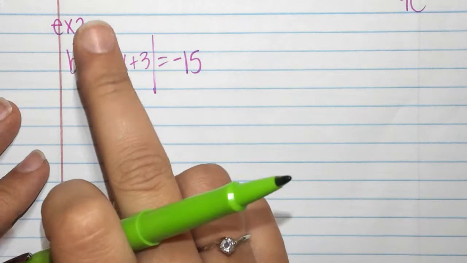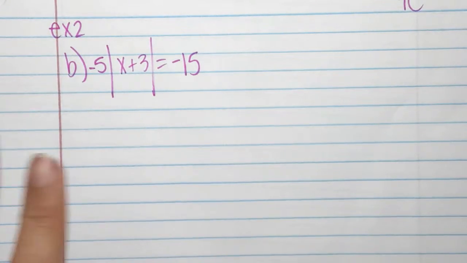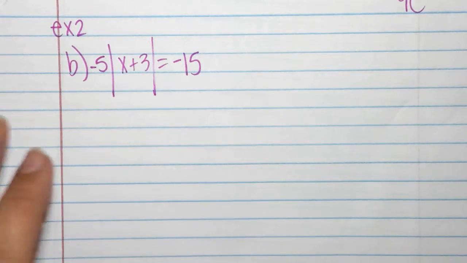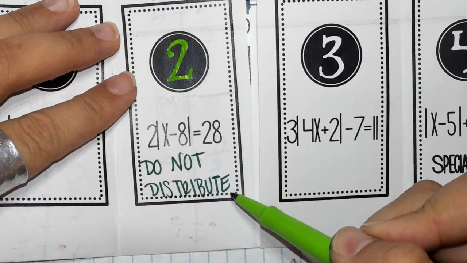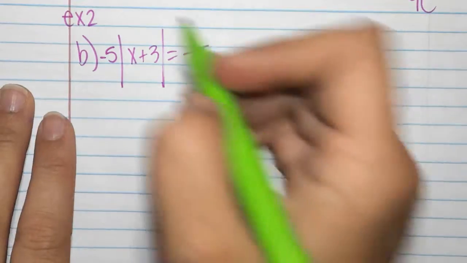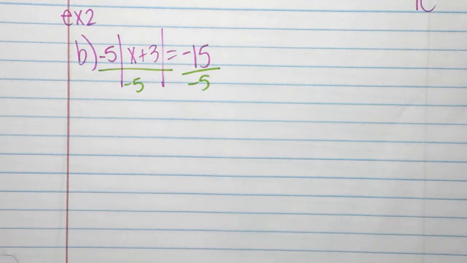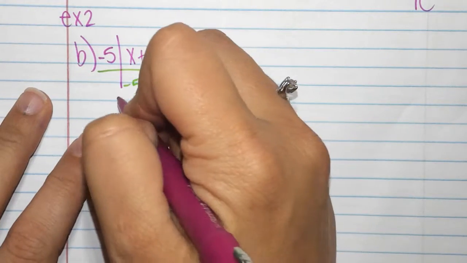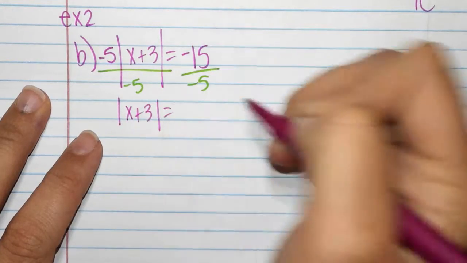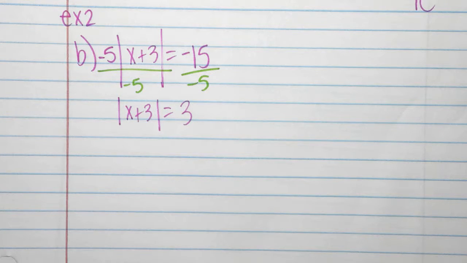But what is happening out front of the absolute value? Another negative. Can we distribute that negative? No. Can we distribute our negative? No, do not distribute. So what am I going to do? Oh, potatoes. I'm going to divide by negative 5. And then I have the absolute value of x plus 3 equals 3. Work it out without me.